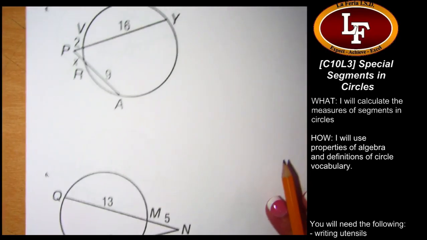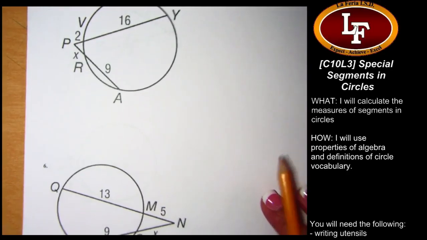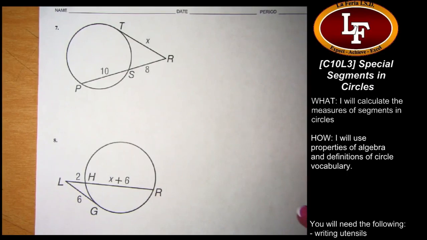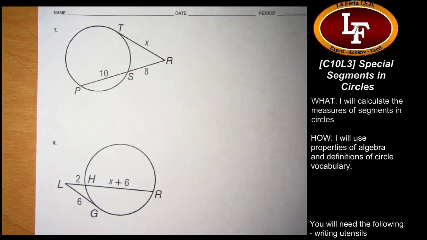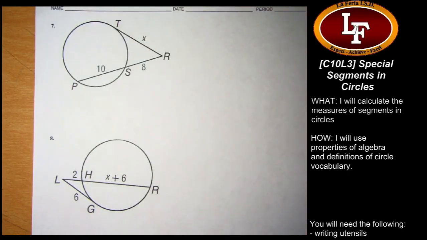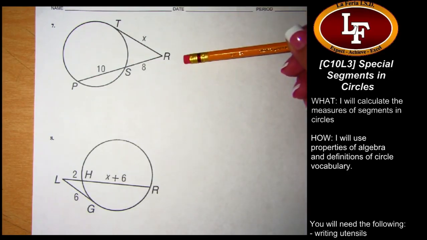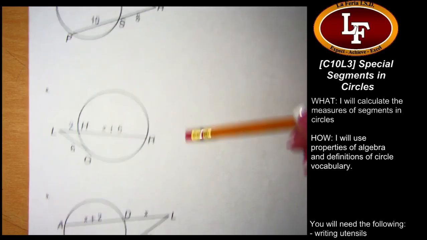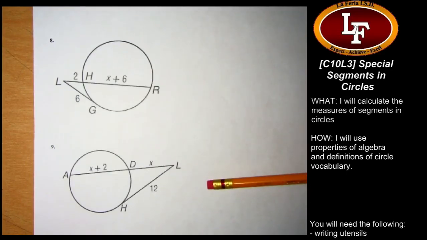Take a look at 5 and 6. Tangent secant. Exactly the same for 5 and 6. Oh, no. Third page, looking at 7, 8, and 9. Tangent secant theorem. Remember that on tangent secant theorem, you're going to square the tangent. So on number 7, which segment is tangent? RT. RT or TR. Very nice. On number 8, LG. LG or GL. And 9, HL. HL or LH.